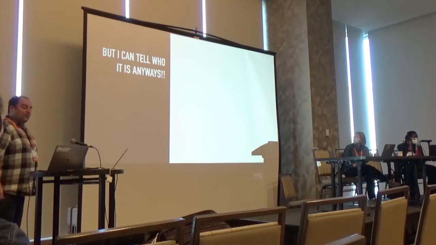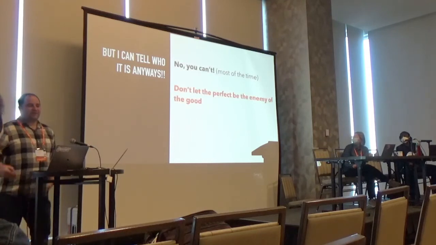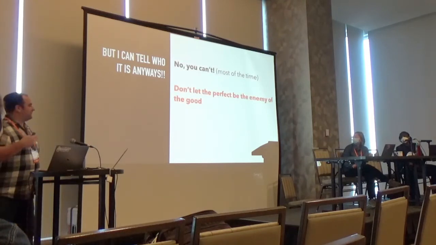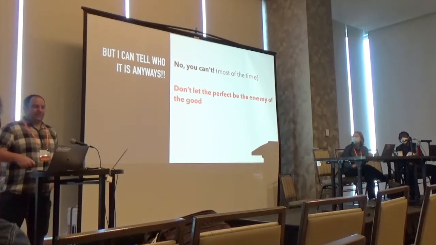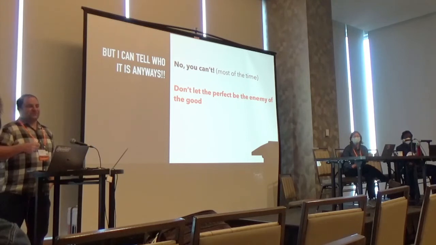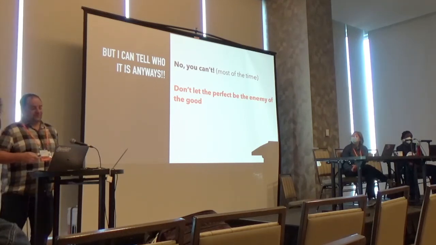But I can tell who it is anyway, right? That's the other argument that I always hear when I talk about this. Well, actually, you can't. It's not that easy. I test myself sometimes, and most of the time I can't. Of course, if it's a Vega paper, I might be able to guess which group it is, but in many other situations, you actually cannot tell. Again, don't let the perfect be the enemy of the good.